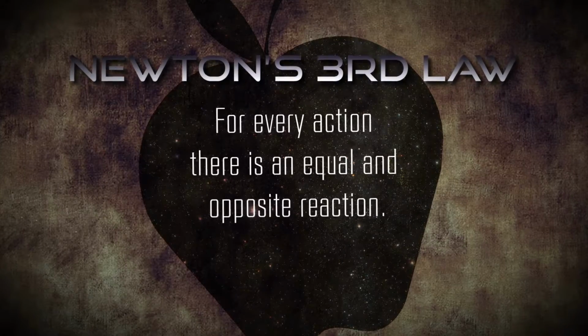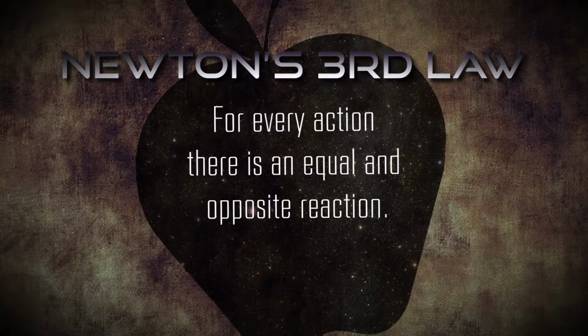Newton's third law states that for every action, there is an equal and opposite reaction. What this law is stating is that in every interaction, there is a pair of forces acting on the two interacting objects. The size of the force on the first object equals the size of the force on the second object. The direction of the force on the first object is opposite to the direction of the force on the second object. Forces always come in pairs, equal and opposite.